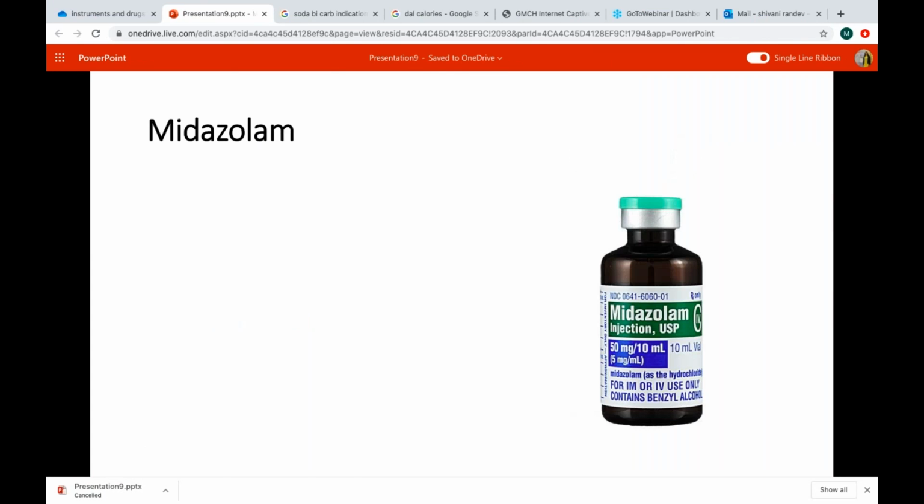Okay, so after diazepam we have midazolam. Routes of administration of diazepam, you were telling. What are the routes of administration of diazepam?